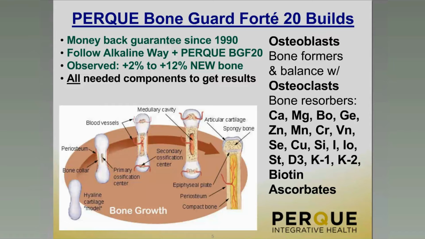On the right of this slide, you see that osteoblasts are bone formers and that there's a certain balance with the osteoclasts so that you have a balance of bone building and bone recycling. Bone resorbers, the osteoclasts, need a certain amount of calcium and magnesium and boron and germanium and zinc and manganese and chromium and vanadium and selenium and copper and silicon and iodine and iodide and strontium and D3 and K1 and K2 and biotin and ascorbates. All 20 of the ingredients brought together for the first time uniquely in PERQUE Bone Guard Forte 20.